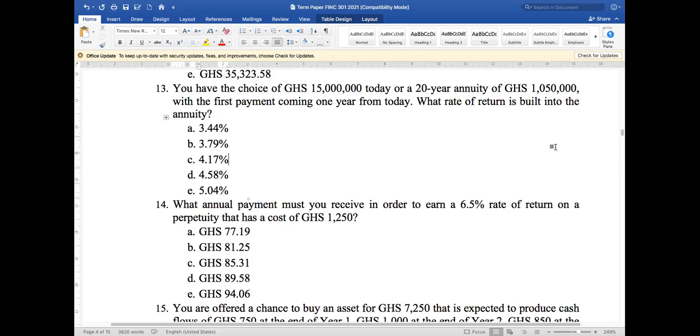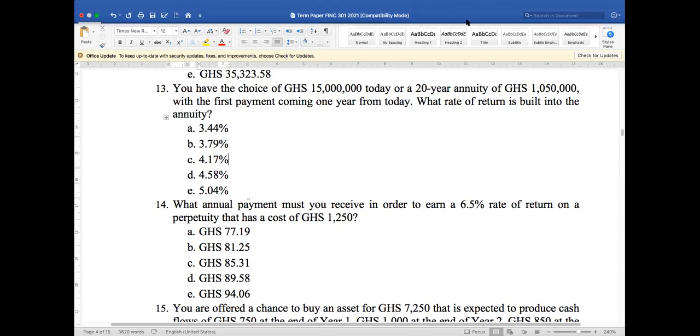Nana, listen. Yes, go ahead. When you do the change of subject, you get stuck at a point. Why do you want to worry your head with the change of subject? Use it on your calculator. I tried, so I used trial and error. I tried to put all the percentages in.